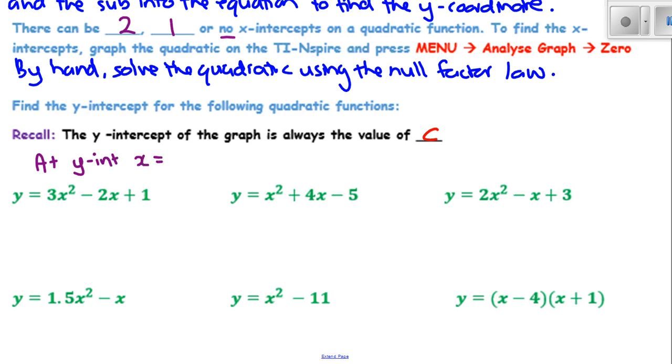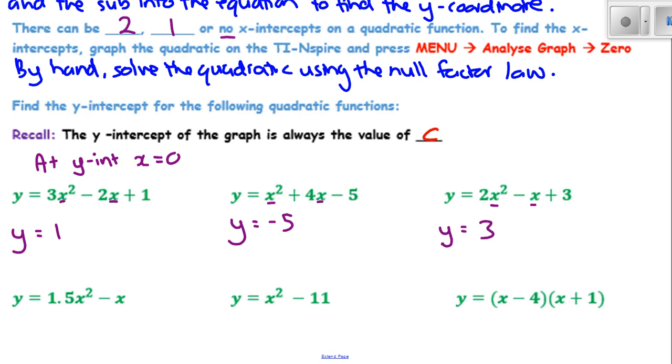So if you sub in 0 and 0 here, you're just going to end up getting an answer of y equals 1. So the y-intercept is at 0, 1, if you need to write it as a coordinate. If you sub in 0 and 0 here, they'll cancel out, and you'll just get y equals -5. That's the y-intercept, or 0, -5. Sub in 0 and 0 here, you get y equals +3.